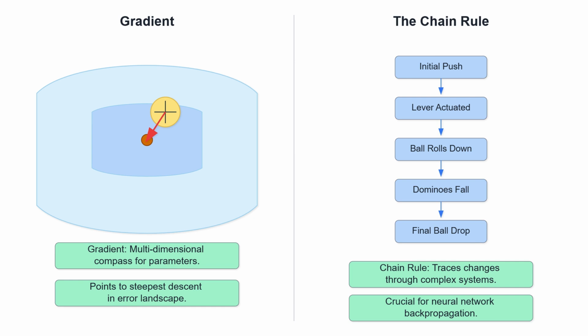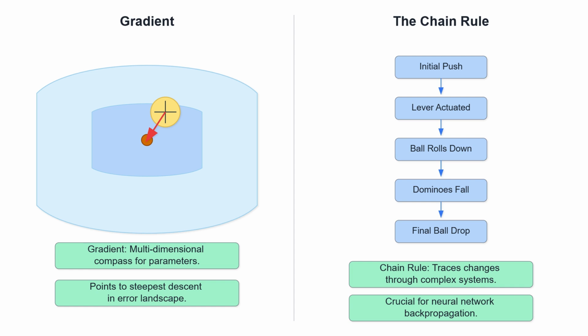While a single derivative tells us about one variable, real AI systems adjust millions of parameters. This is where the gradient comes in. It's like having a multi-dimensional compass. Imagine you're on a hiking trail in a dense fog, trying to get to the lowest point in a valley. You can't see far, but you can feel the slope under your feet. The gradient is like having super sensitive feet that can detect the steepest downward slope in any direction, telling you the optimal way to adjust all parameters at once.